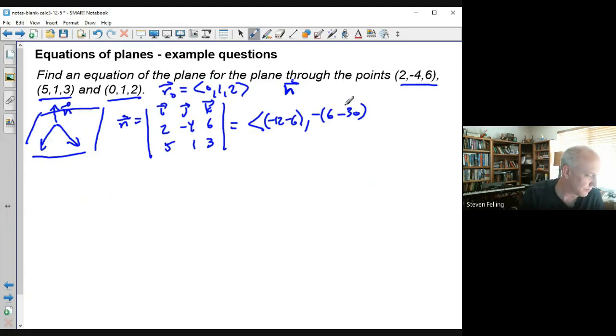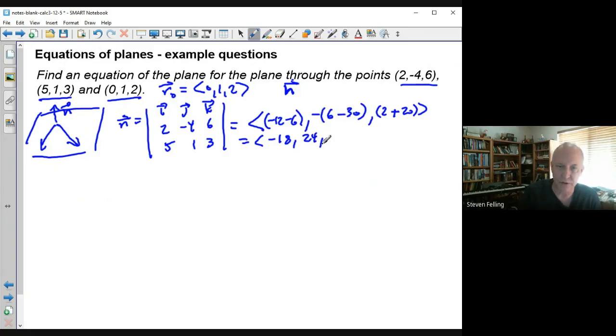And then, let's see. For this, we're going to take the determinant 2 times 1 minus -20. So this is going to be -18, right? -18. Let's see, that's going to be, this is 30 minus 6 is 24, but this is -24, but negative of that is +24. And then this would be 22. Okay. So that's one possible normal vector.